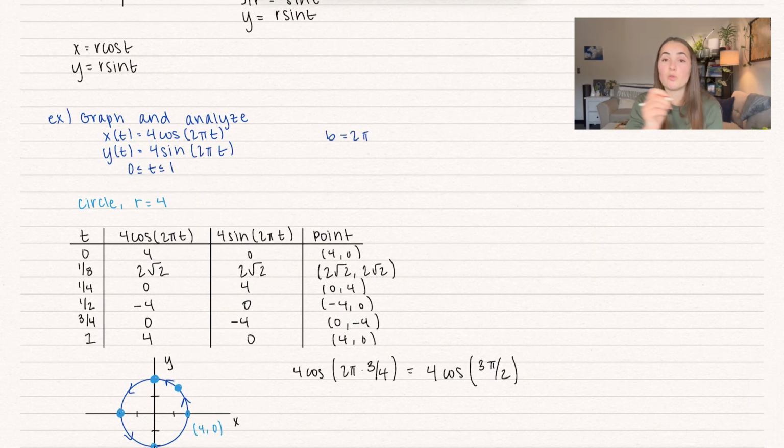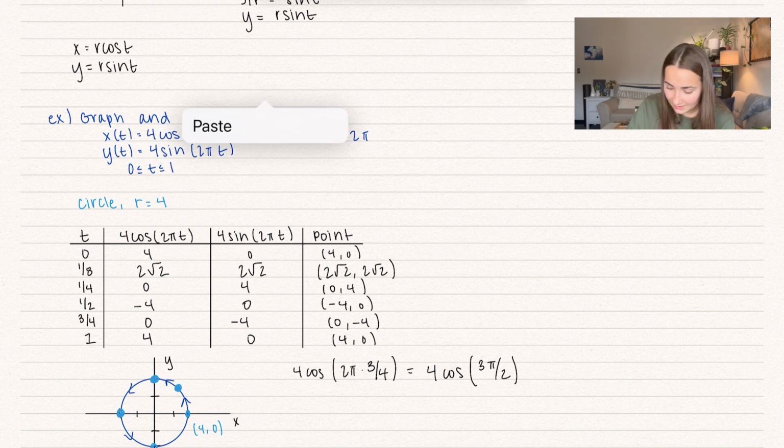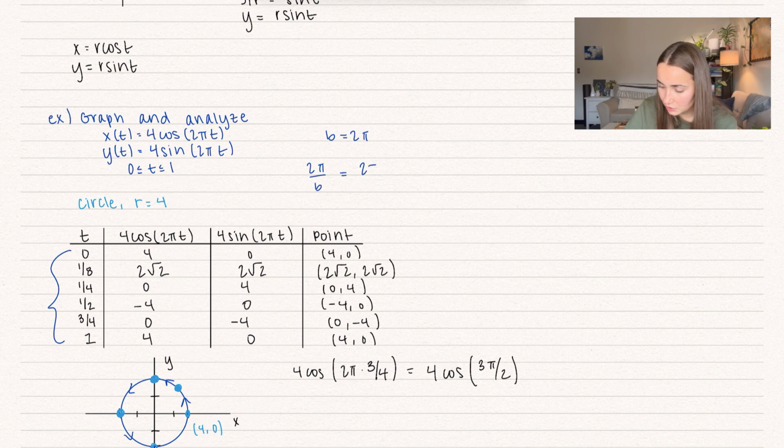So in our example right here, our b was equal to 2 pi. So we went around the circle for t values between 0 and 1, right? Because we get 2 pi divided by b is equal to 2 pi divided by 2 pi, which is equal to 1. So our t values from 0 to 1 tell us that that is going to be the entire rotation, right? From start to end.